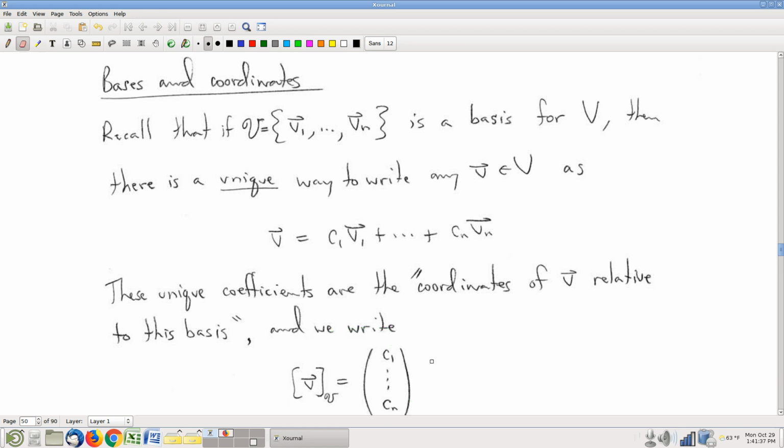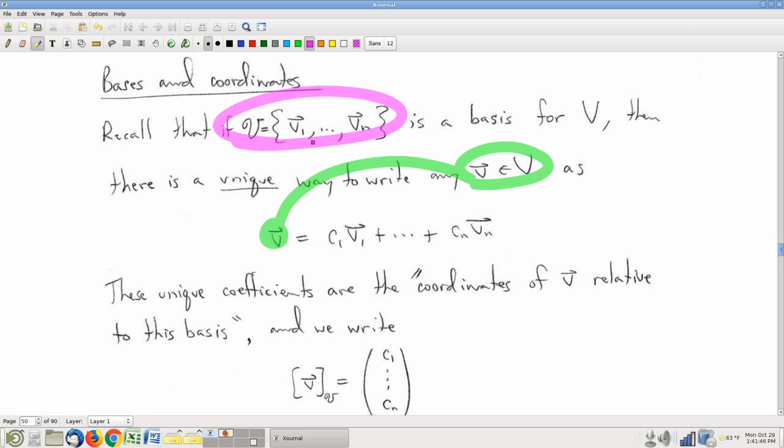So the idea is that if you can write some vector in a vector space as a linear combination of basis vectors, whatever coefficients you use are called the coordinates of the vector. So the vector coordinates with respect to a basis are those coefficients.